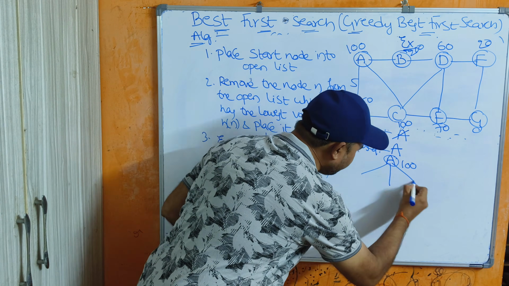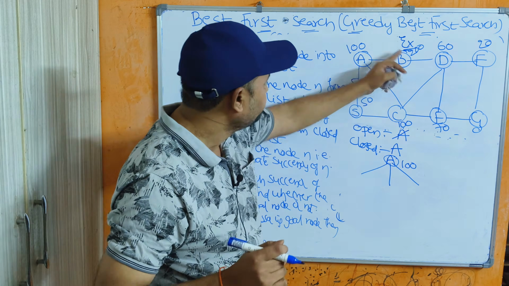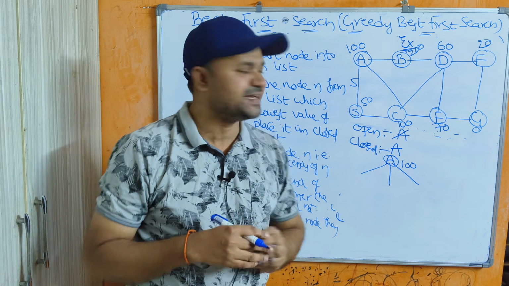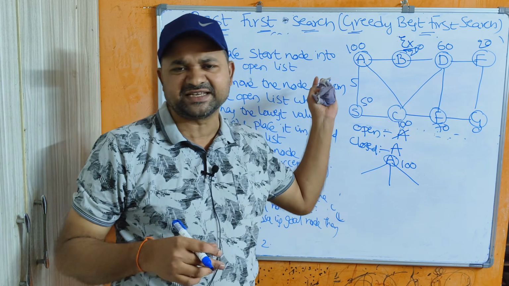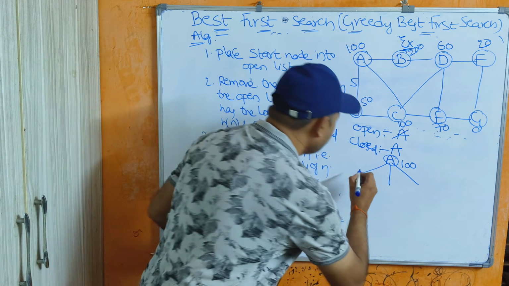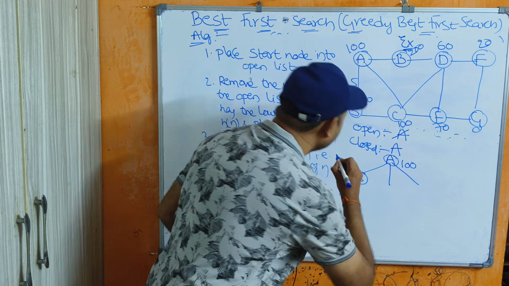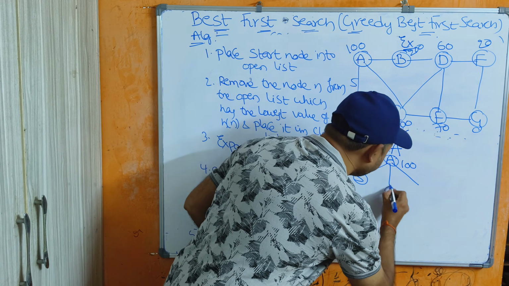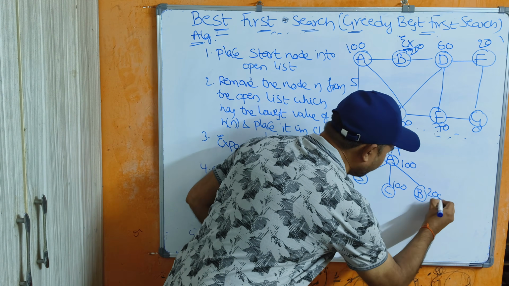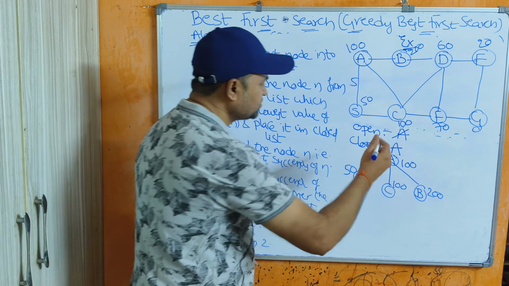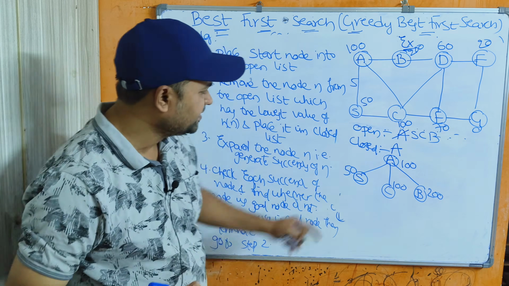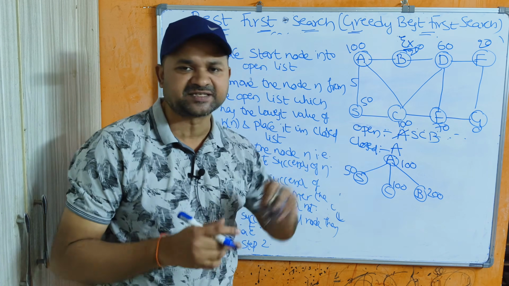So what are the successors of A? S, B and C. While placing them in the open list, we have to arrange them in ascending order. Why? Because here we are searching for the best node, the minimum one. So S is 50, next C is 100, next B is 200. These are the new nodes, so we place them in the open list: S, C, B. A is already expanded, so that's why A is placed in the closed list.